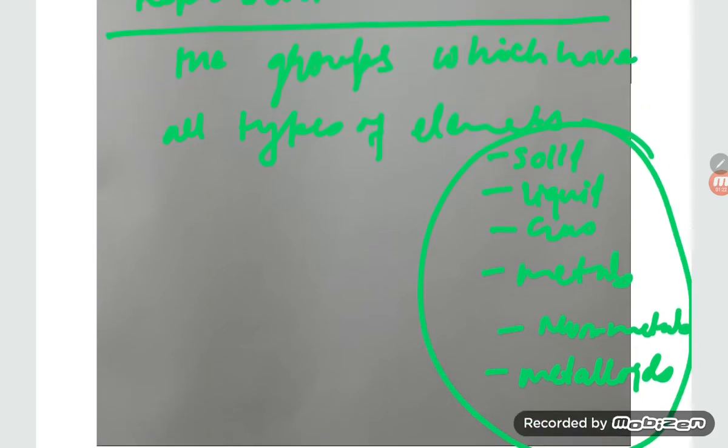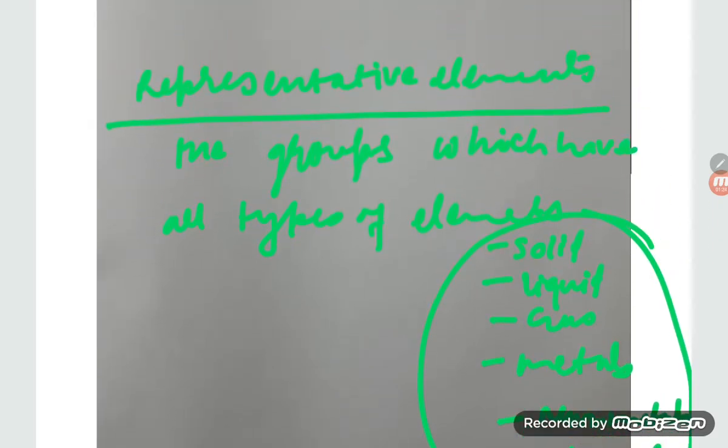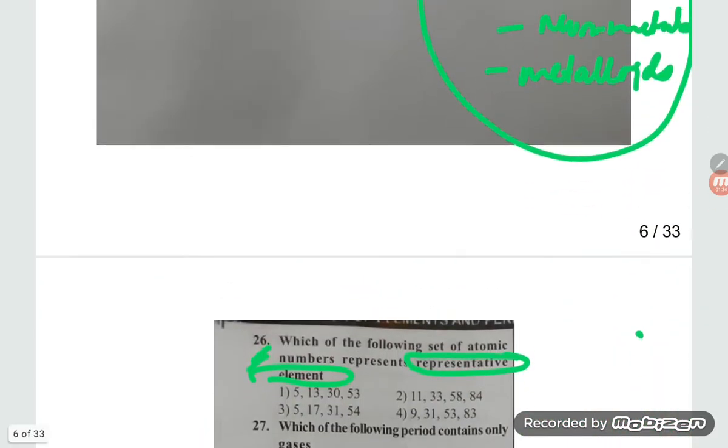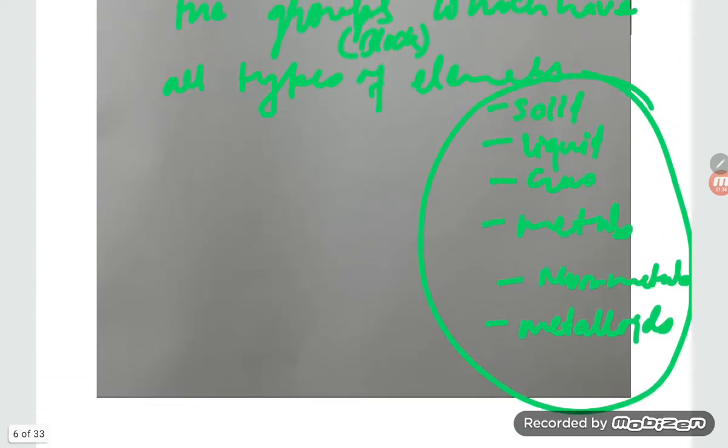And next, if you talk about metals, non-metals, and lastly metalloids. So if any group, or block, you can say, is having these, they are representative elements. You can say the groups, or in bracket you can write block also, there is no problem.